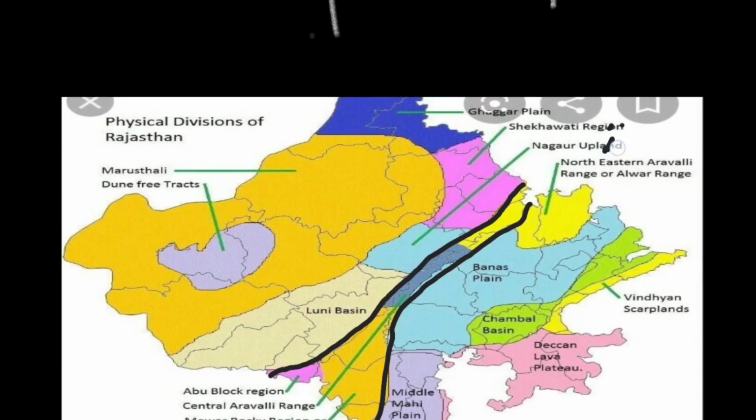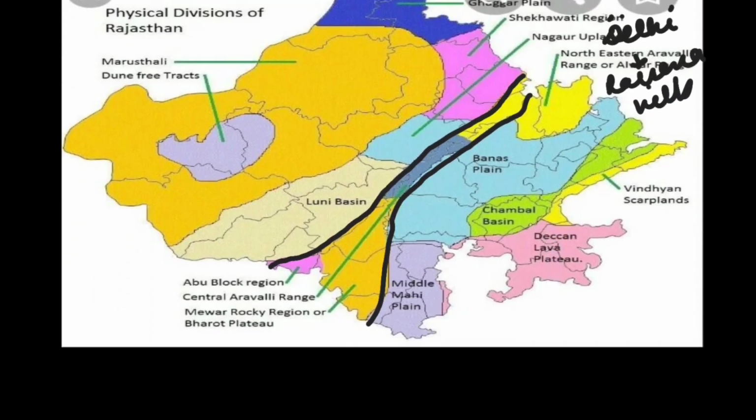Aravalli starts at Delhi. Over there, it is known as Raisina Hills, and it terminates in Gujarat, Ahmedabad. So roughly it is around 692 kilometers. But if we talk about the length of Aravalli in Rajasthan, it is nearby 550 kilometers.